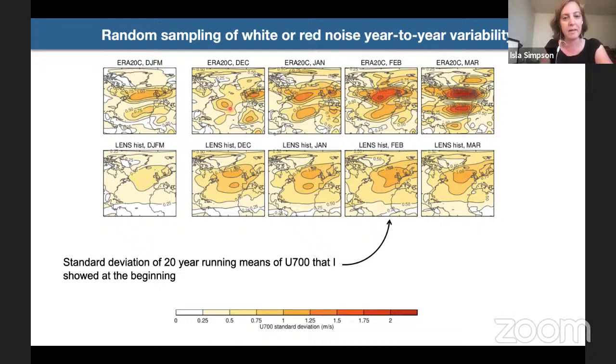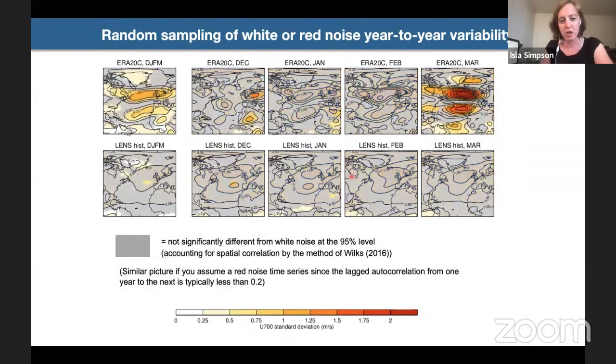And so I'm just going back to the metric I showed at the beginning here, the standard deviation of 20-year running means. And then here in gray, I'm just showing regions where the magnitude of that low frequency variability is not larger than what you'd expect from just sampling year to year white noise variability. And what you see is that the model is completely indistinguishable from white noise. There's no real low frequency variability to speak of in the jet stream in the model. You can just randomly sample Marches, string them together, and the magnitude of the low frequency variability that you see is consistent with that.